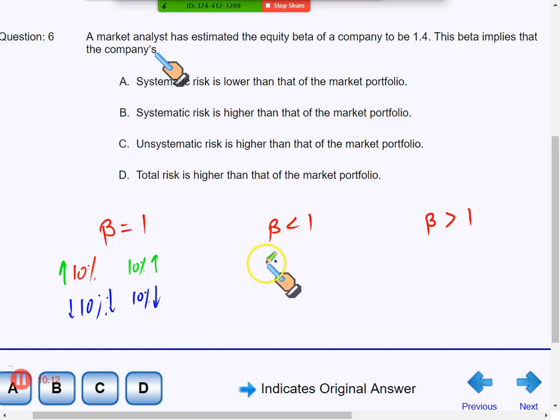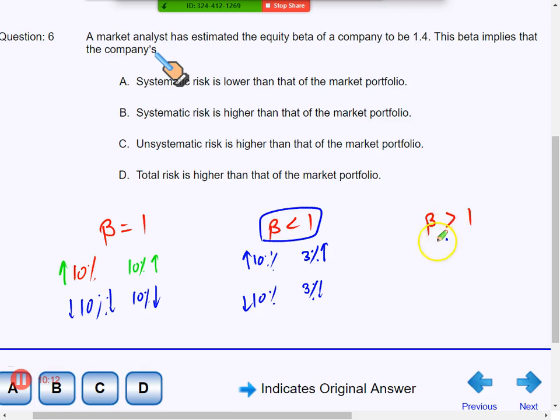Beta of less than 1 means if the market goes up by 10%, your asset's return would go up by something less than 10%, let's say 3%. And if the market goes down by 10%, your returns will fall, but to a lower extent. Why? Because your stock is comparatively stubborn. It doesn't move exactly in line with the stock market return.